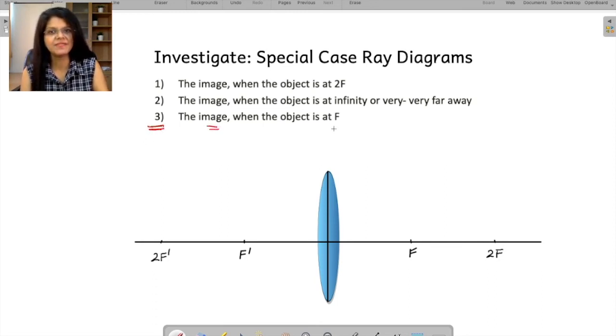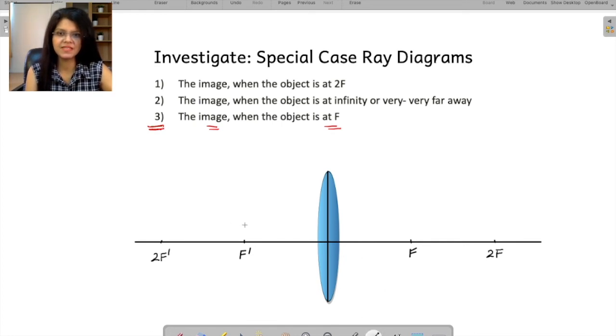Find the image when the object is at F. So let us take an object at the focus. Let us say that the object is a dot object. It is a dot object sitting at the focus. This is your object, a point object.